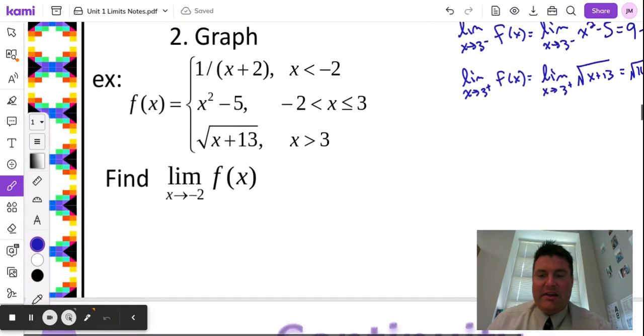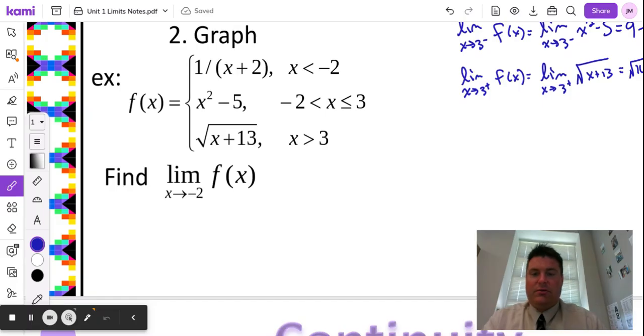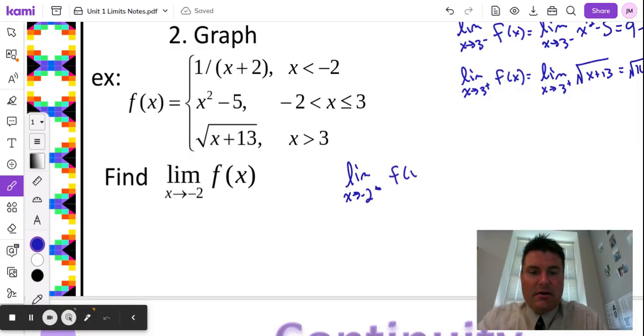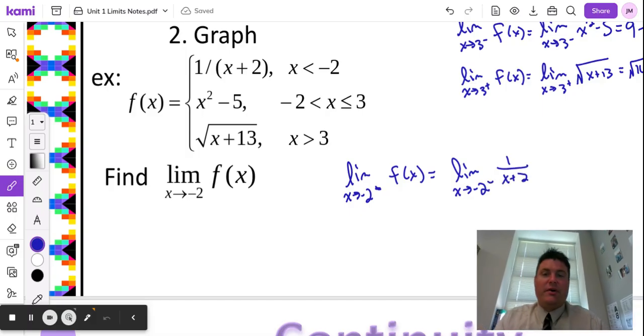Let's go ahead and define the limit as x approaches -2. So let's go ahead and look at the limit as x approaches -2 from the left. If we look at our piecewise function here, that's going to be our top piece, which is 1 over x plus 2. Now, in this situation, we will get 1 over 0, so we cannot have that. So we have to look at what this looks like.